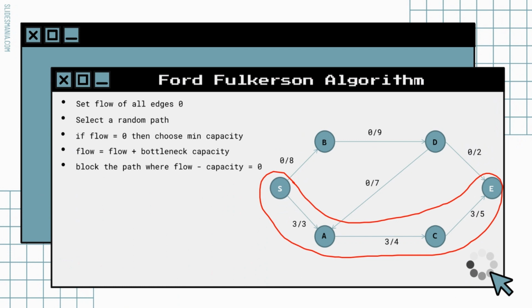Now we have to block the path where the residual capacity will be 0. For the edge from S to A, the residual capacity is 0. For A to C, the residual capacity is 1. For C to E, the residual capacity is 2. So we have to block the edge from S to A. We are representing this blocked edge by red color.